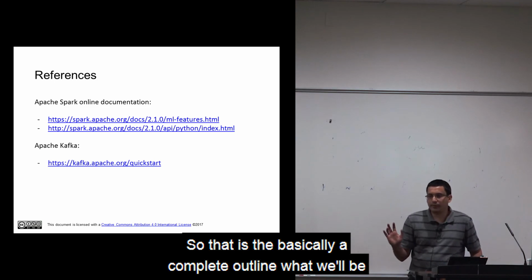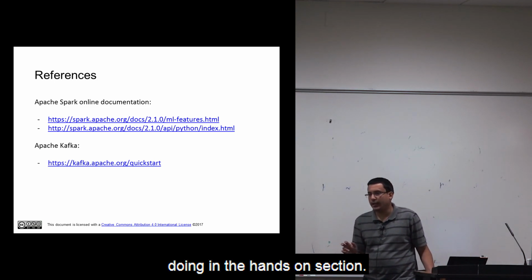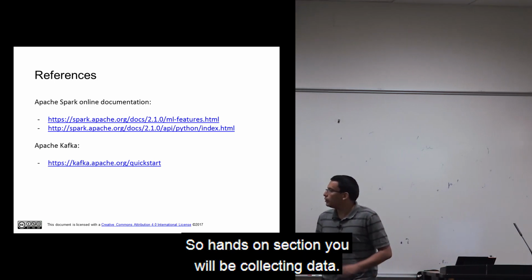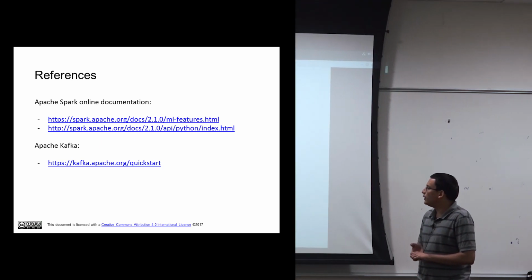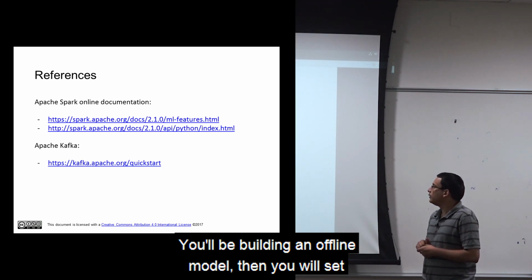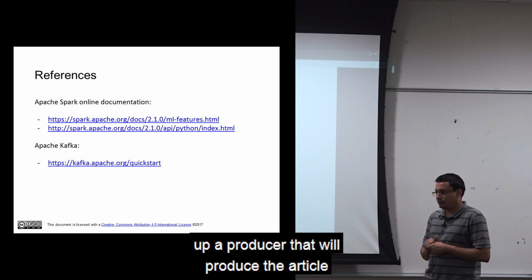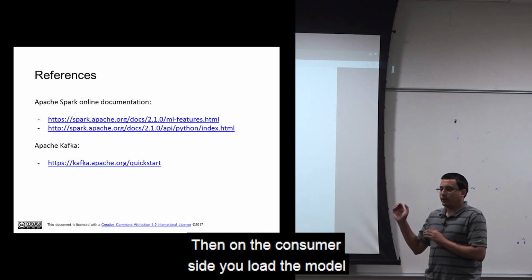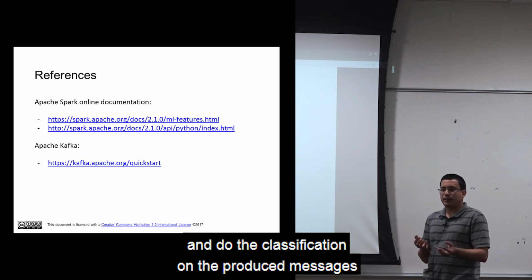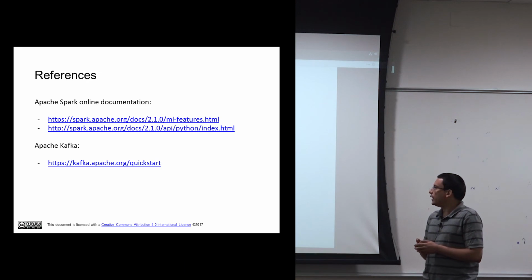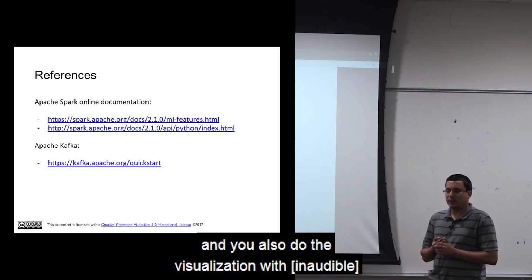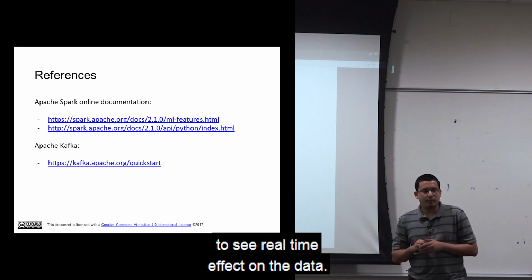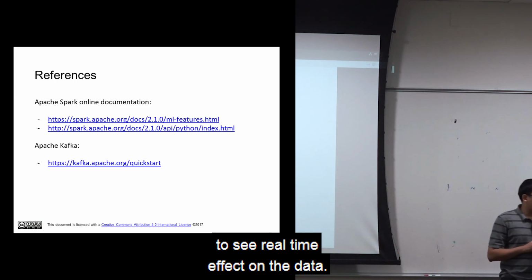So that is basically a complete outline of what you will be doing in the hands-on section. In the hands-on section, you will be collecting data, building an offline model, then you will set up a producer that will produce articles and pass them through Kafka. Then on the consumer side you will load the model and do the classification on the produced messages, and you will also do the visualization with Elasticsearch and Kibana to see the real-time effect on the data.